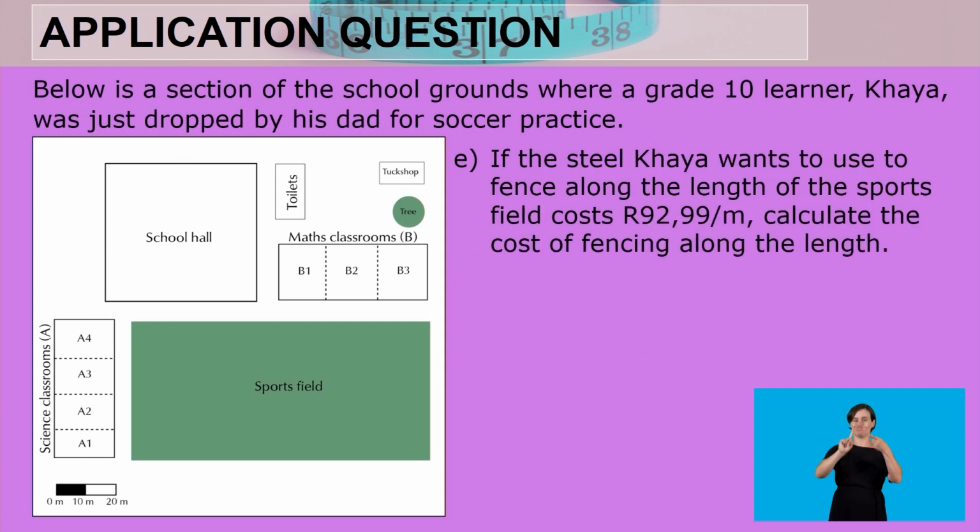Then E says, if the steel Kaya wants to use to fence along the length of the sports field, so Kaya wants to fence along that length. What was the actual length that we calculated? It was 100 meters, right? So if the steel that he wants to use costs 92.99 per meter, calculate the cost of fencing along the length.